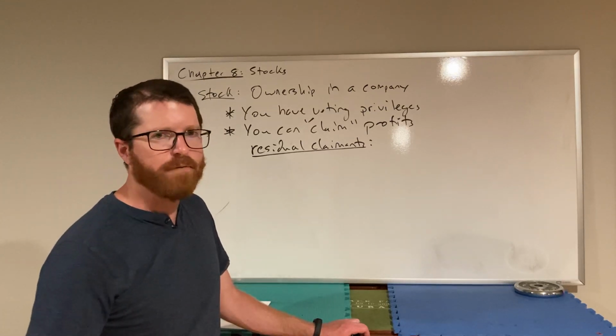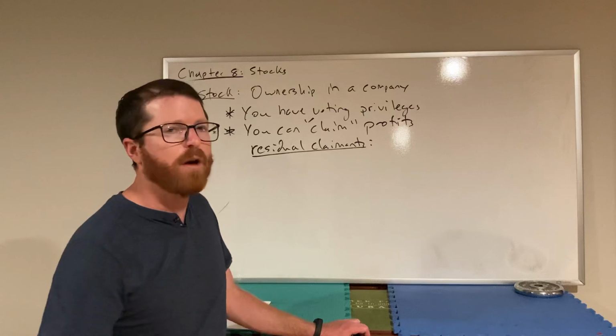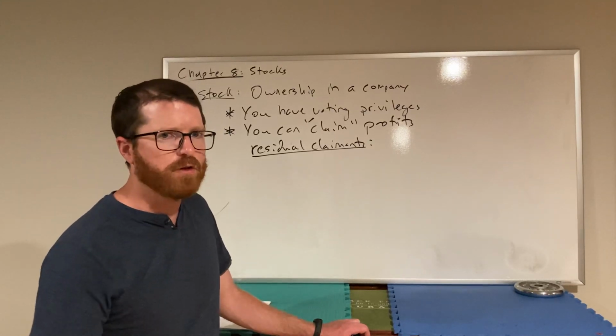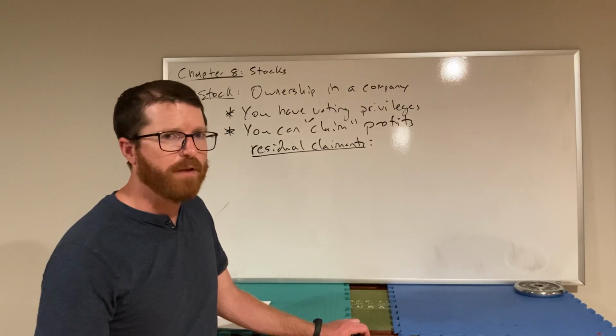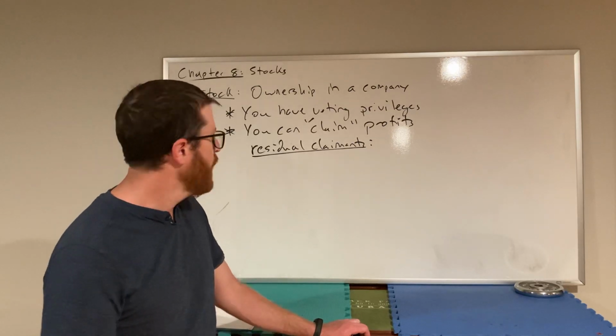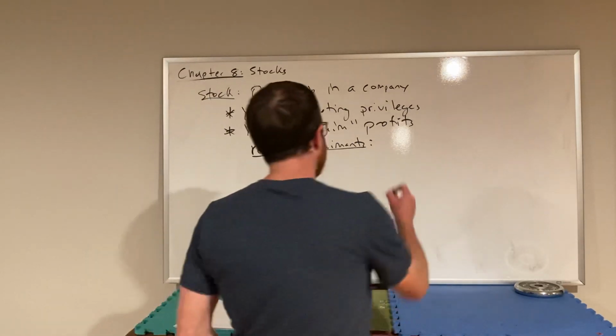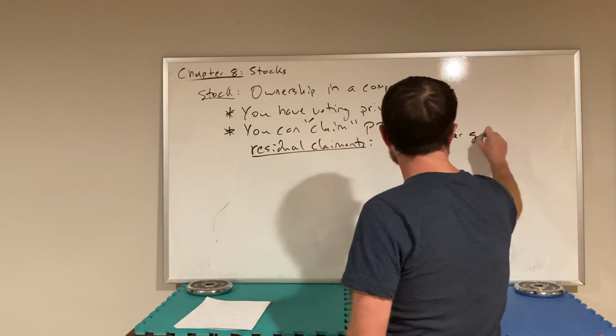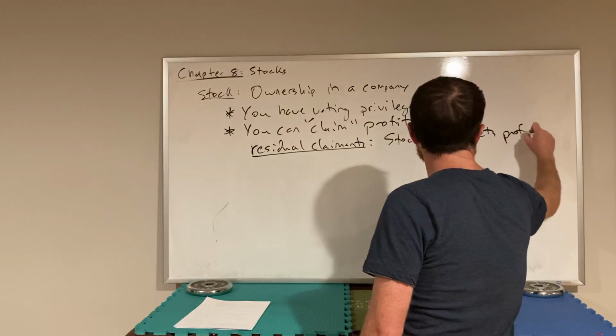But rather, if at the end of the month, for example, Apple has turned a profit, that profit will be distributed to those shareholders. And there's a couple of different ways that they can do that. So this is termed residual claimants because the stockholder gets profits last in line.